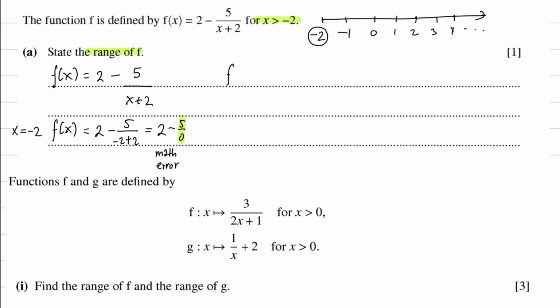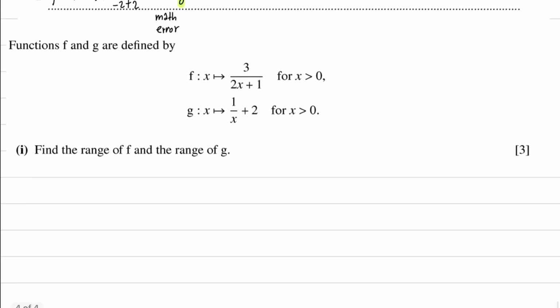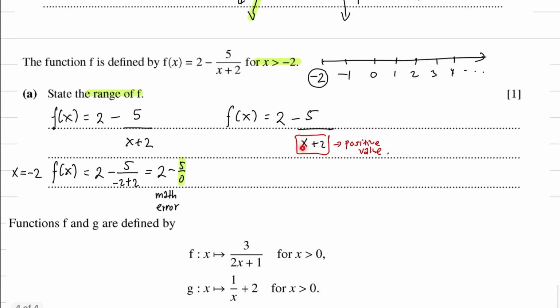Now let's see what happens if we put a number bigger than -2. If we put -1, this gives you -1 + 2, you will get 1. You put 0, 0 + 2 equals 2. Put 1, 1 + 2 equals 3. So no matter what value we put here, the denominator always gives you a positive value, because x is bigger than -2. You can put -1, you can put -1.5, but this number is always positive.